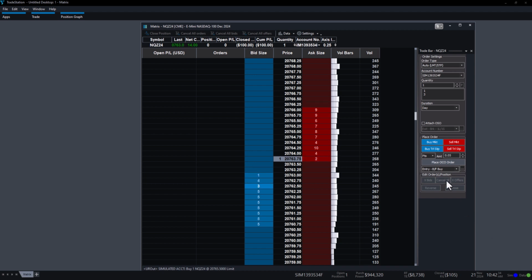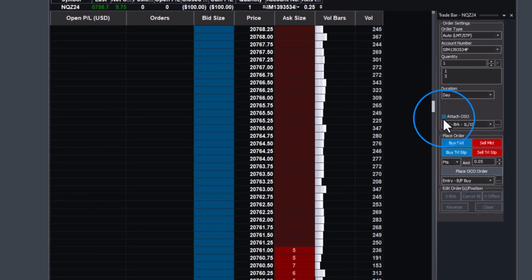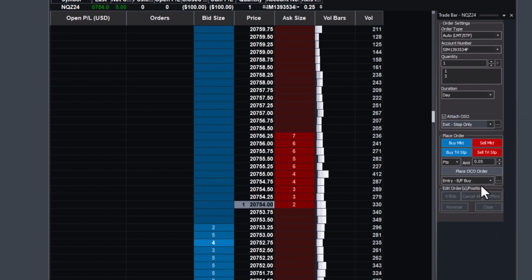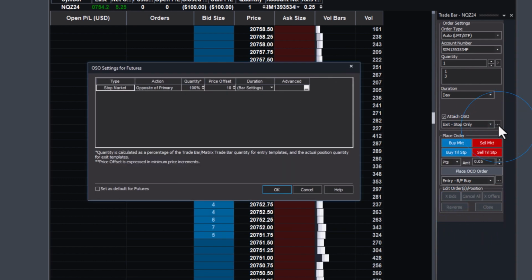Before you enter a trade, consider clicking Attach OSO and select Stop Only from the dropdown. Adjust the price offset by clicking the ellipsis button. For example, if you're trading the NASDAQ E-mini futures, the default offset is 10 minimum price increments, which translates into 2.5 points. By configuring this before placing your entry, you ensure your stop is automatically in place.